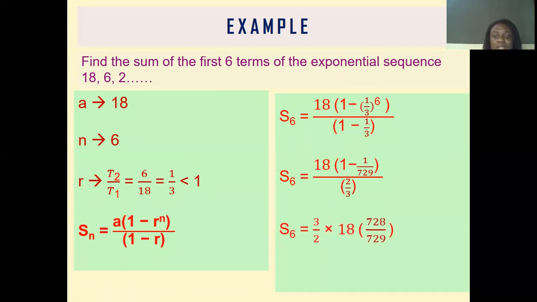Then 2 over 3 goes up and becomes 3 over 2 times 18 into 8 over 729. I think you know that 1 minus 1 over 729 should give us 728 over 729. Maybe I'll teach you a trick one day on how to do those quickly, but let's see. By the time you multiply all this together, you should have 728 over 27. So that is that for our example on sum of n terms of a GP.